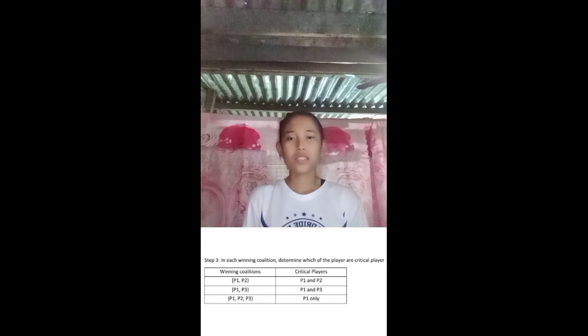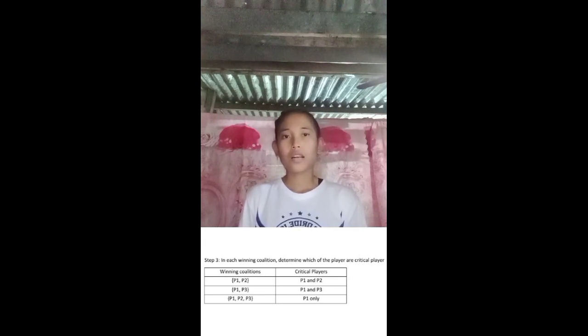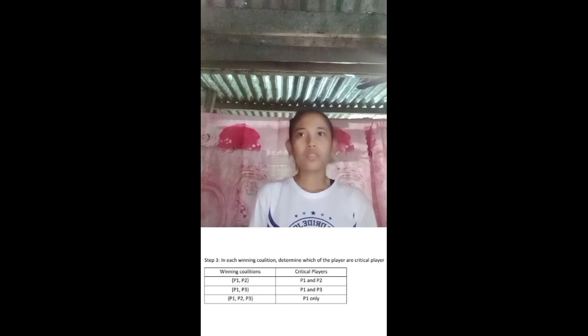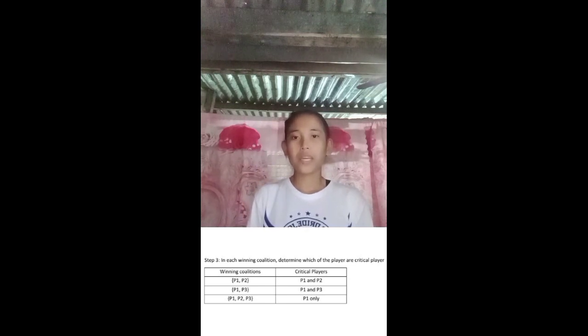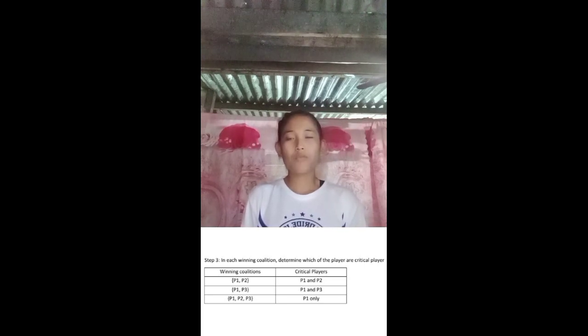And so on. Step 2. Determine which of them are winning coalitions. So the winning coalitions are player 1 and player 2, player 1 and player 3, player 1, player 2, and player 3. Step 3. In each winning coalition, determine which of the players are critical players.